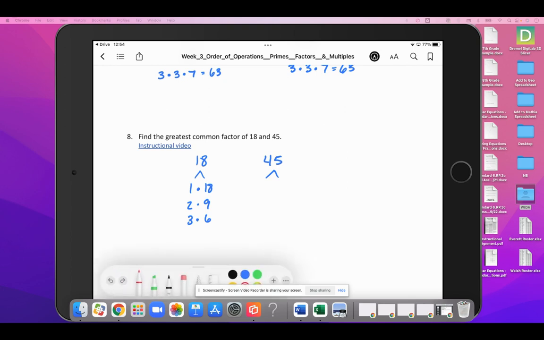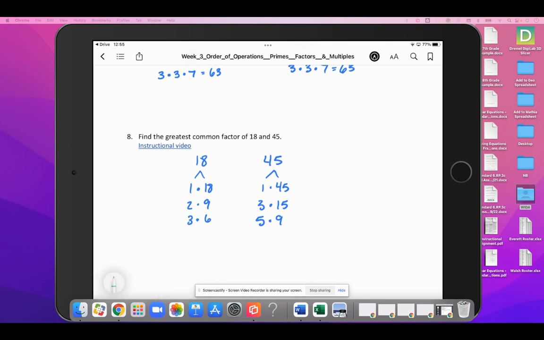So for 45, I'm going to have 1 times 45. 2 does not work. 3 does. It's 3 times 15. 4 does not work. 5 does. It's 5 times 9. 6 does not work. 7 does not work. 8 does not work. 9 does, but I've already got it, so I know that I can stop.